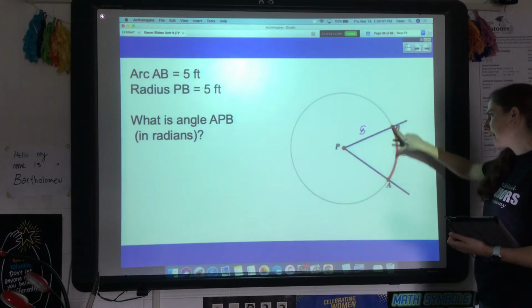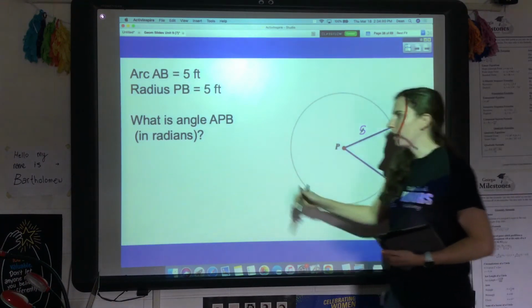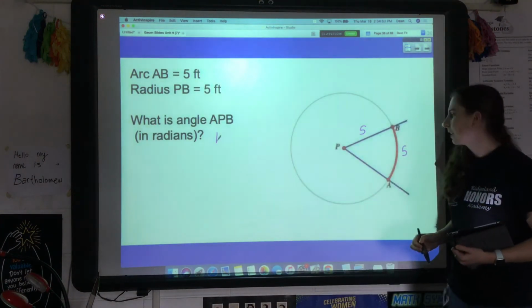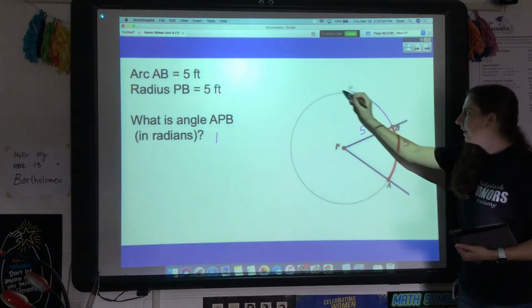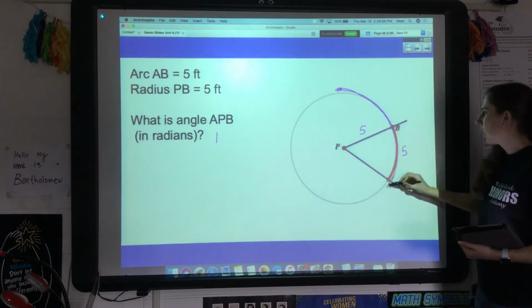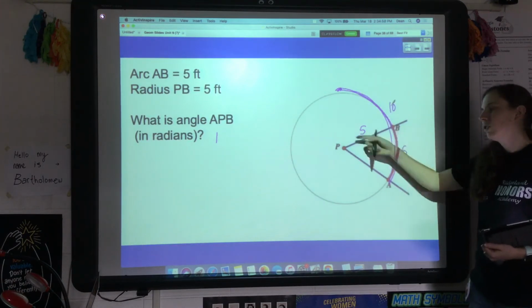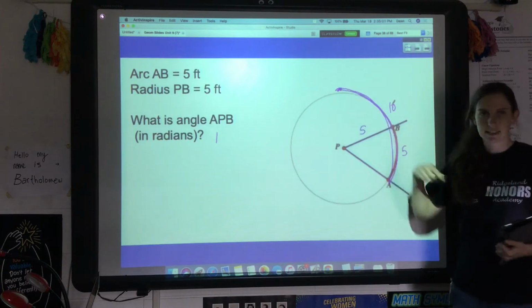Like, how many radians is this? It would just be 1 radian. If I went 10 and did an arc of 10, that would be 2 radians because it's 2 radiuses across the circle.